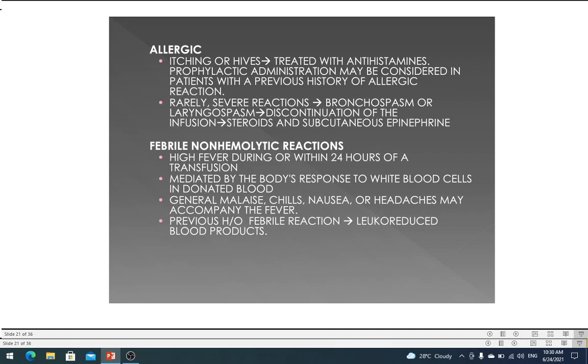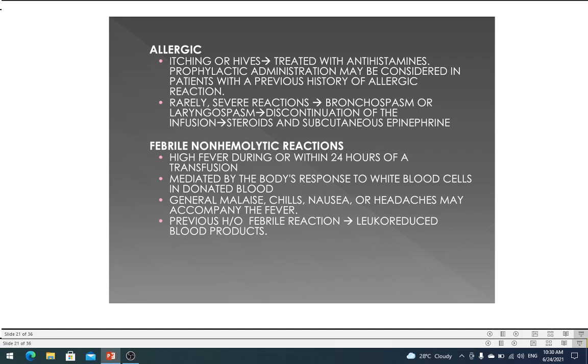Rarely these allergic reactions become life-threatening, very severe, where you get an anaphylactic shock-like picture, that is bronchospasm, glottic spasm and all that. So what will you do in this situation? You will stop the transfusion, alright? And then you can give antihistaminics. You might have to use steroids and epinephrine. Understand? Just like any other anaphylactic shock.